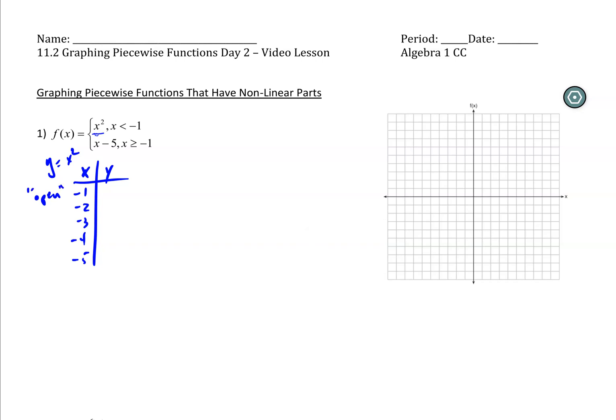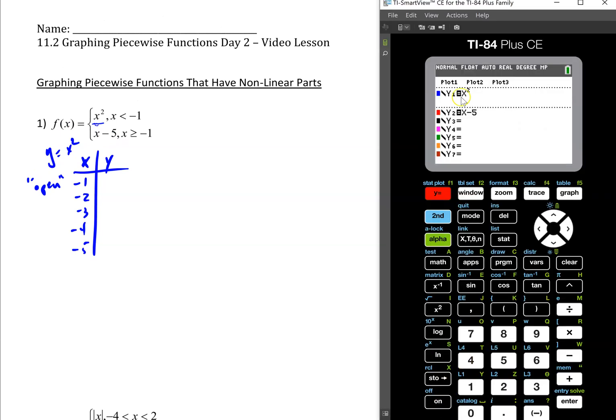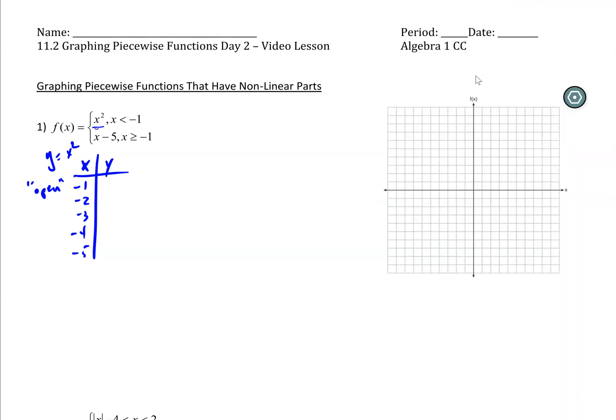Again, now I just plug those in. You can plug them into the calculator. You can do it in your head. If you wanted to, you could also take your calculator, plug into the y equals the function, and then don't forget you can hit second graph. That gets you the table. The way I did it, my first column, y1, is my first function, x squared, and y2 is my second function, x minus 5. If I scroll up here, I have -1 through -5, so I'm going to have 1, 4, 9, 16, 25. So I got all those values that apply here.